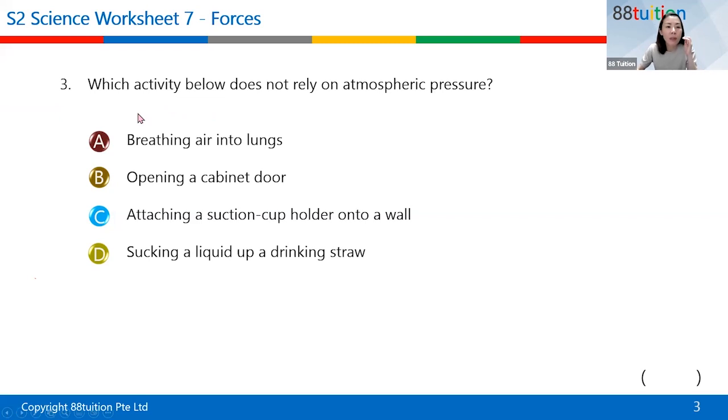Let's look at question 3. Yes, okay, Jocelyn, go. Which activity below does not rely on atmospheric pressure? Okay, breathing air into lungs. Okay, this involves atmospheric pressure. Opening a cabinet door. You're just opening a cabinet door. There's no need for any atmospheric pressure, right? Attaching a suction cup holder onto the wall. Okay, this one definitely yes. Sucking a liquid up a straw. Okay, this one as well. Answer is actually B.